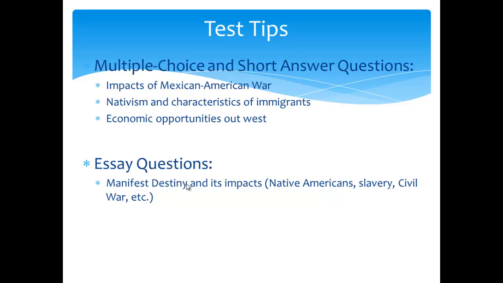Essay questions could be about manifest destiny and its impacts, whether it's on Native Americans, slavery, the Civil War. How did the government contribute to settlement out west? Know that with the Homestead Act, and know they gave subsidies to railroad companies.